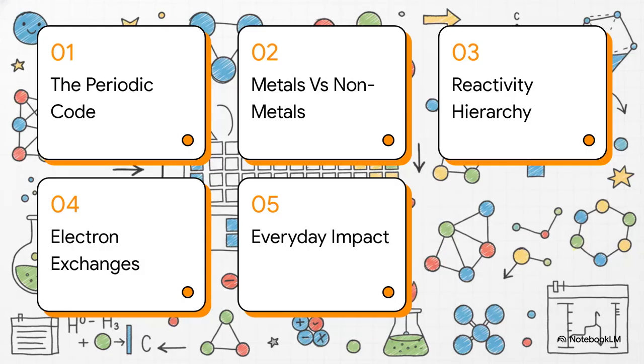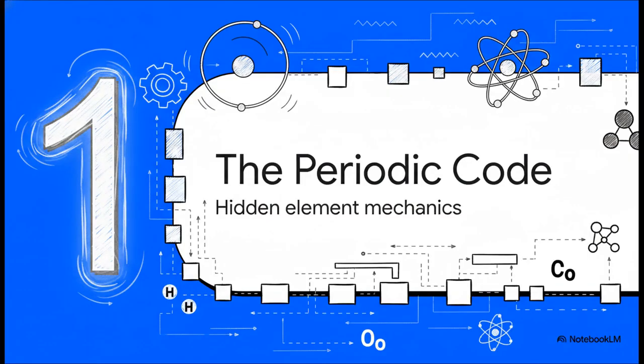Okay, so here's our roadmap for The Explainer. We're breaking these atomic battles down into 5 steps. First, the periodic code. Second, metals versus nonmetals. Third, the reactivity hierarchy. Fourth, compounds and electron exchanges. And finally, exceptions and everyday impact. Let's dive right in. Section 1.